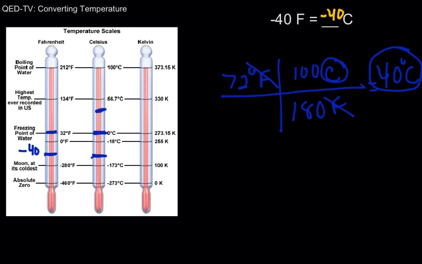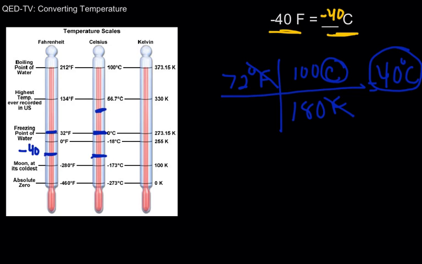And I chose this one to make a point. This is a very interesting temperature. This is where the Fahrenheit and Celsius temperature scales actually collide. Negative 40 degrees Fahrenheit and negative 40 degrees Celsius is actually the same temperature. So this is the one point where they actually collide to be the exact same numerical answer. So it's an interesting point.